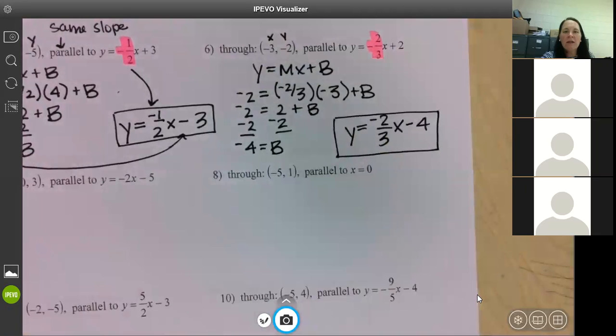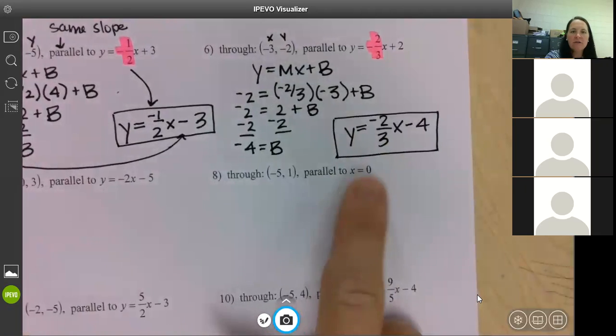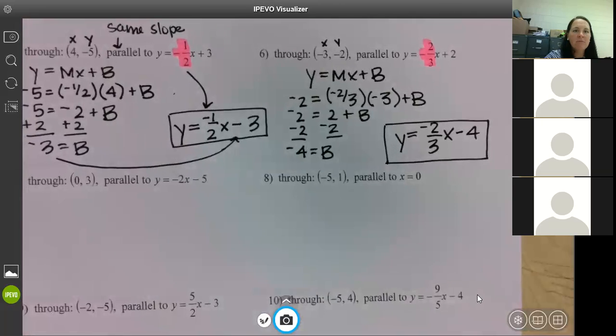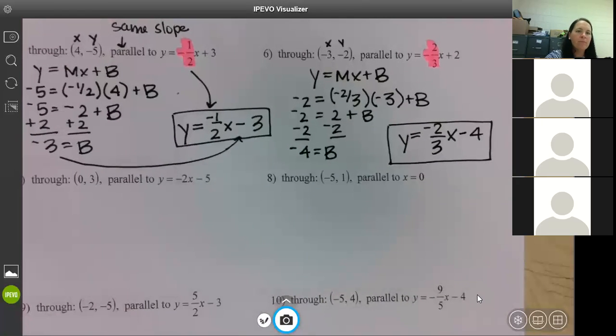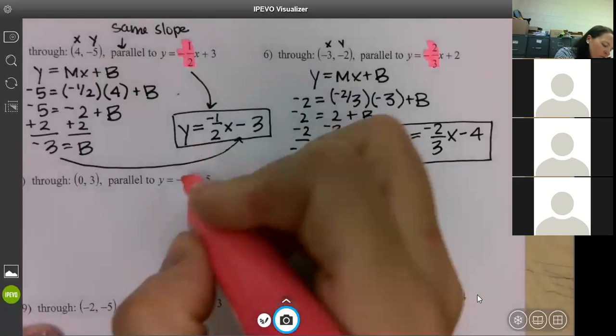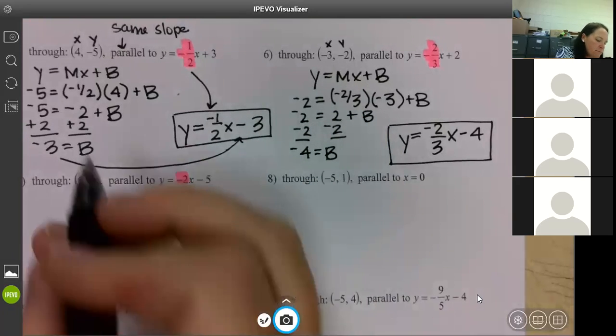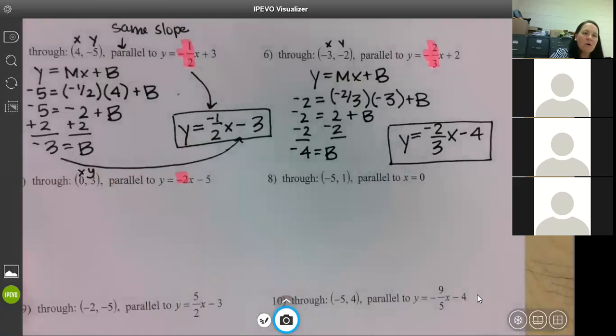I'm going to do one more like this, and I'll get to the ones that are x equals 0. These will take like 2 seconds. Okay. So I'm going to go down to number 7 right here. Our slope is going to be -2 because it's the same. This is our x and this is our y.